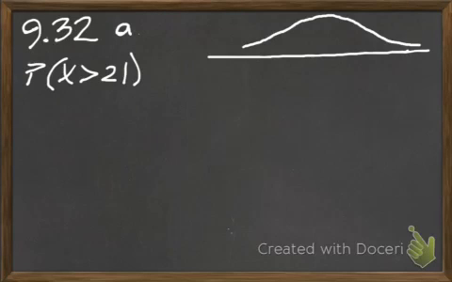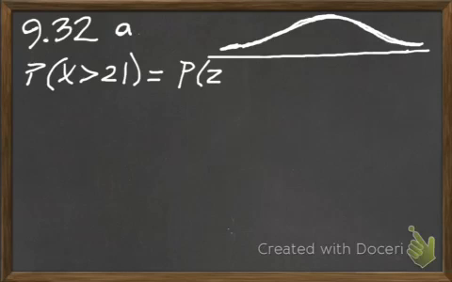Here we have problem 9.32, and we're going to see the difference between sampling from a population, which we have here with this bell curve, and then sampling from a sampling distribution. So part A asks, what is the probability of getting one individual, a single student, from this distribution? And in order to solve that, we need to look at the z-score.